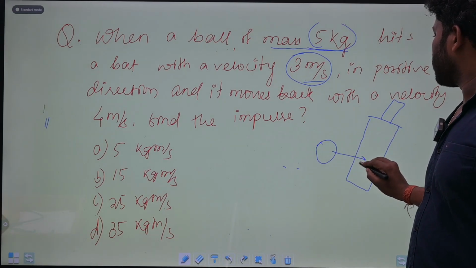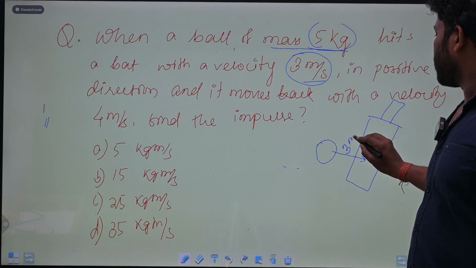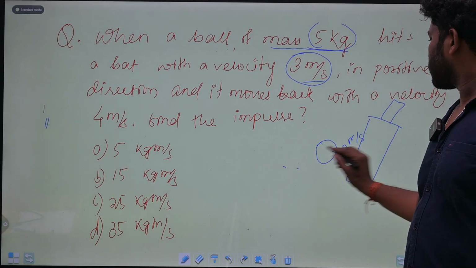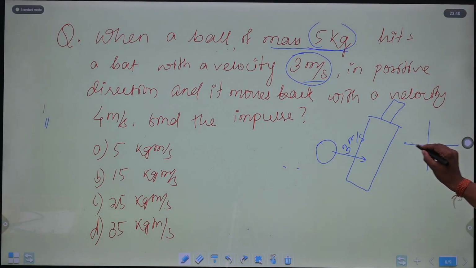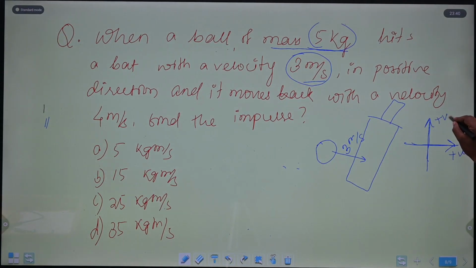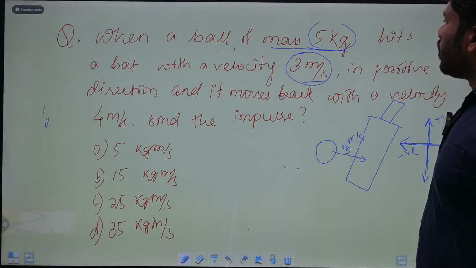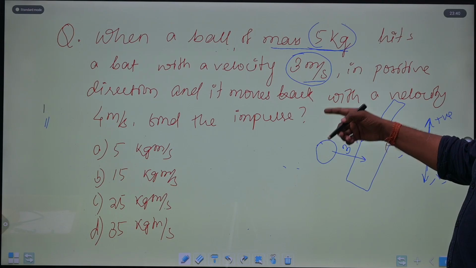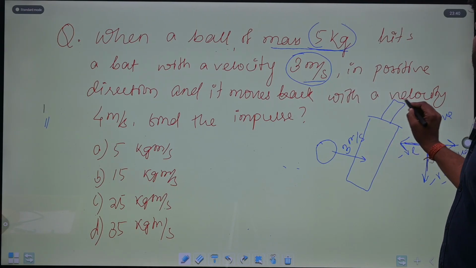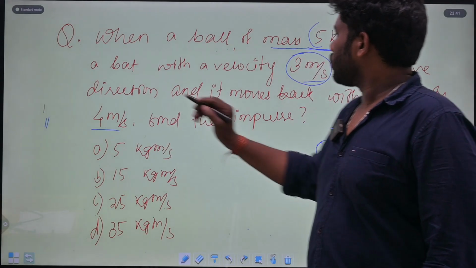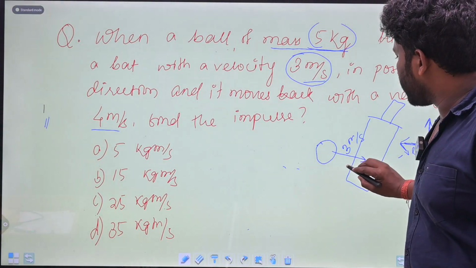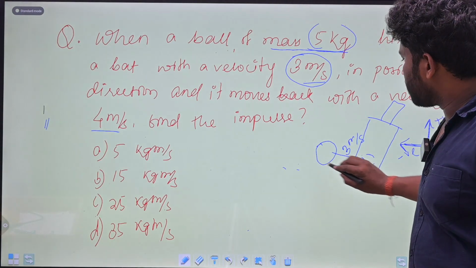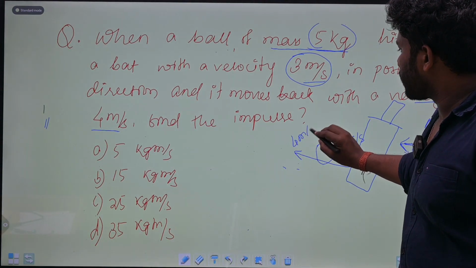Now here it hits with a velocity of 3 meter per second in the positive direction. In the Cartesian coordinate system, along this direction is considered positive, and along this direction it is considered negative. After it hits with the bat, it moves with a velocity of 4 meter per second in the opposite direction. After hitting, it returns back with a velocity of 4 meter per second.